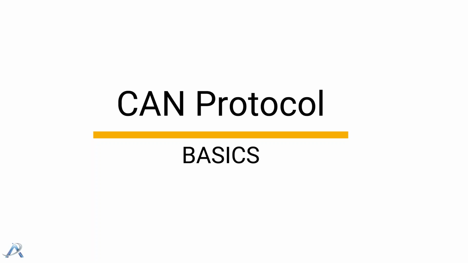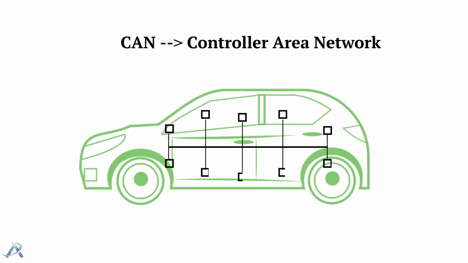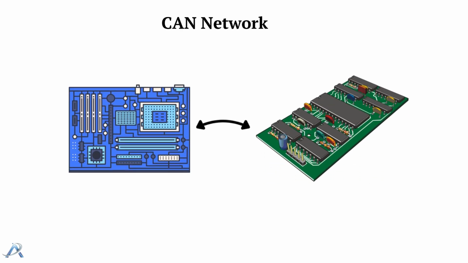Understanding the basics of CAN protocol. Welcome to this video on the Controller Area Network, or CAN protocol. CAN, short for Controller Area Network, is a robust communication protocol primarily used in automotive systems. It enables various electronic control units, or ECUs, to communicate with each other without a central host computer.